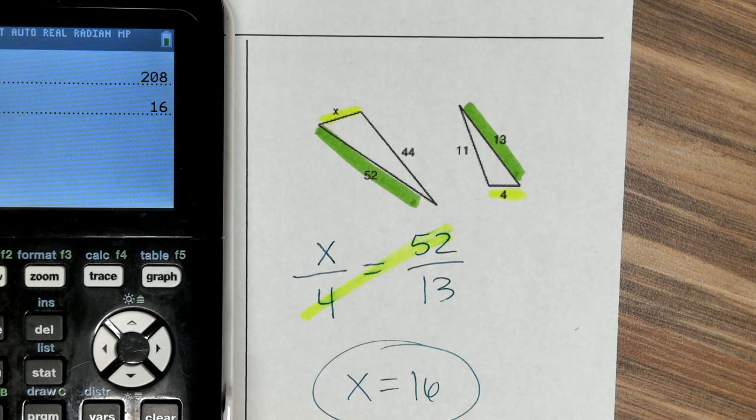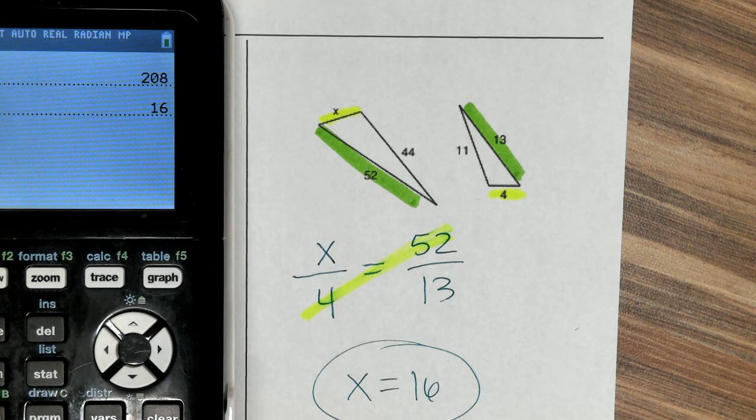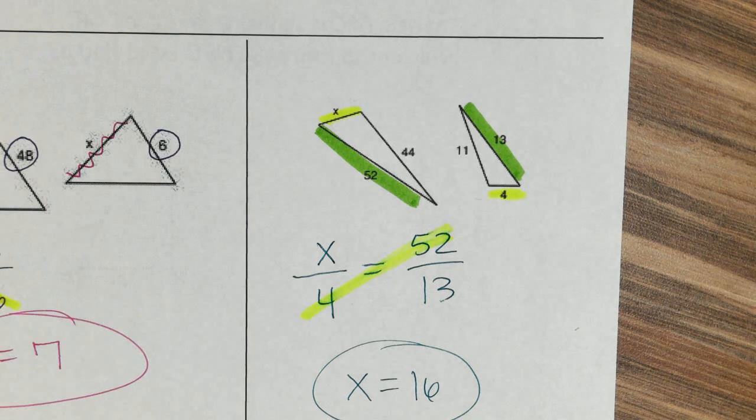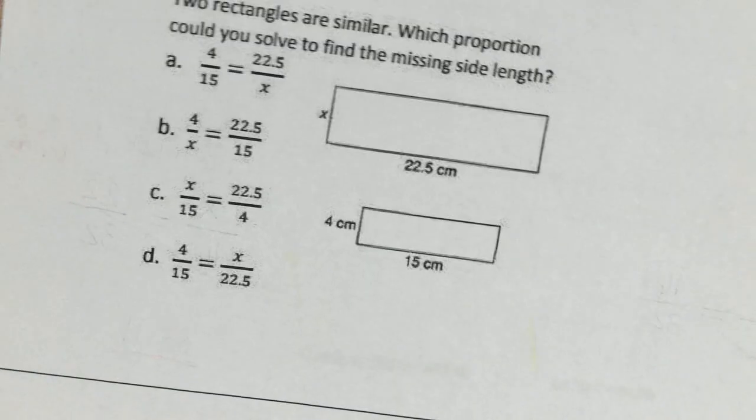Check and make sure you put it in right. 52 times 4. Times 4. Then hit enter, then divide by 13. Oh, I misread the answer wrong. Okay. All right, flip to the back.